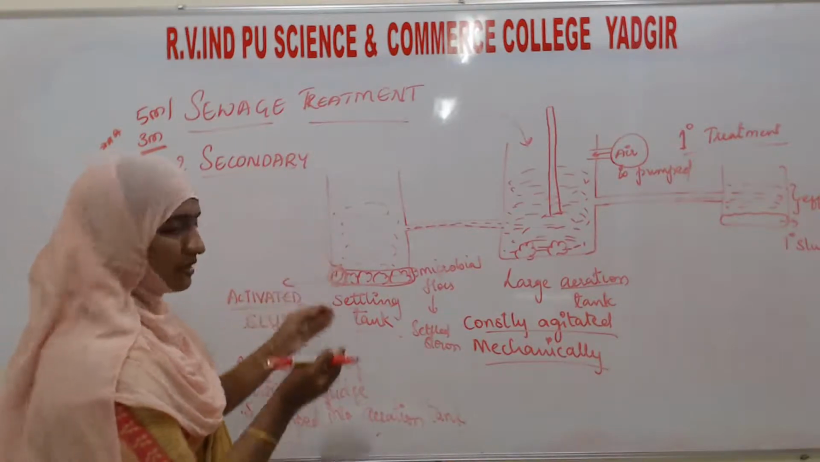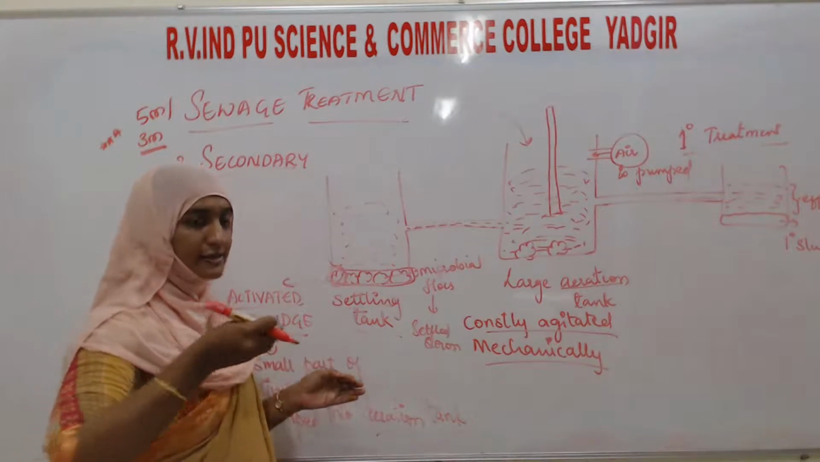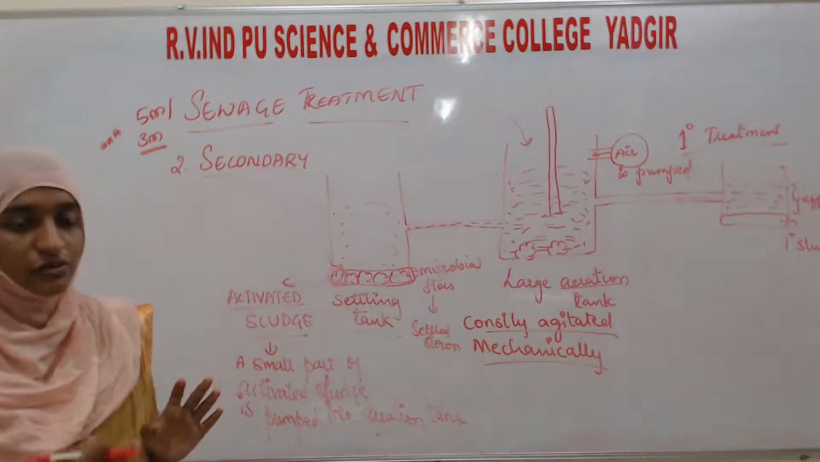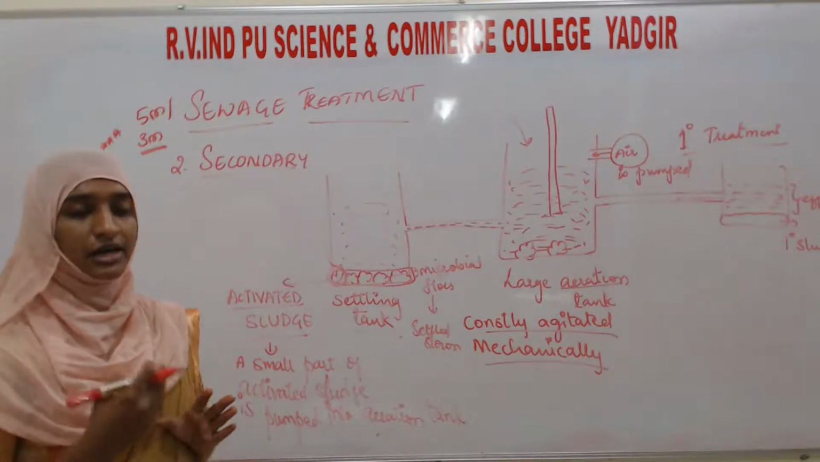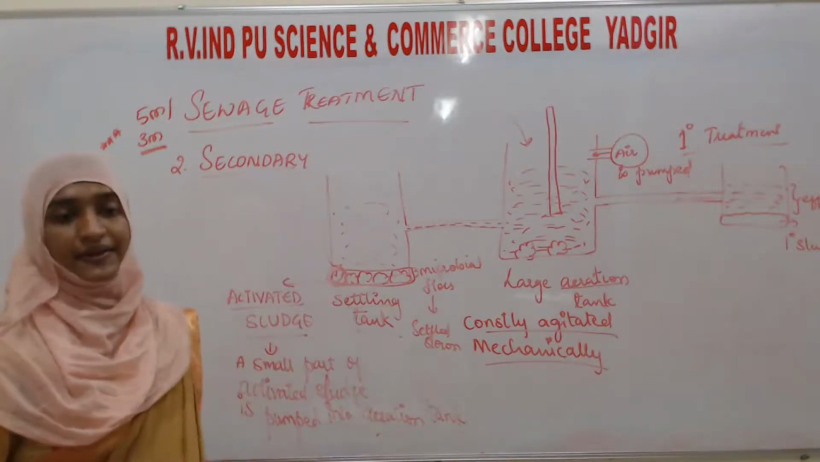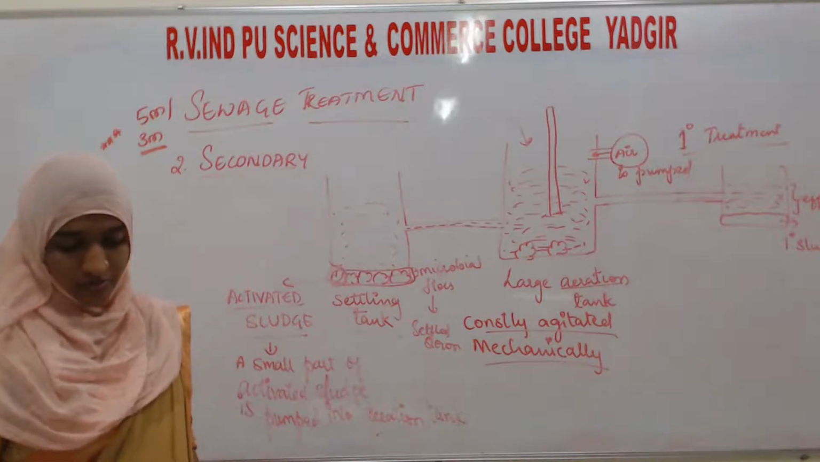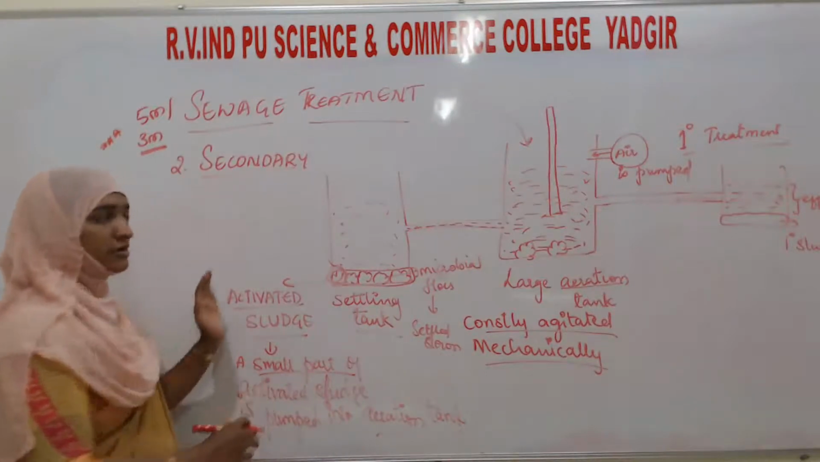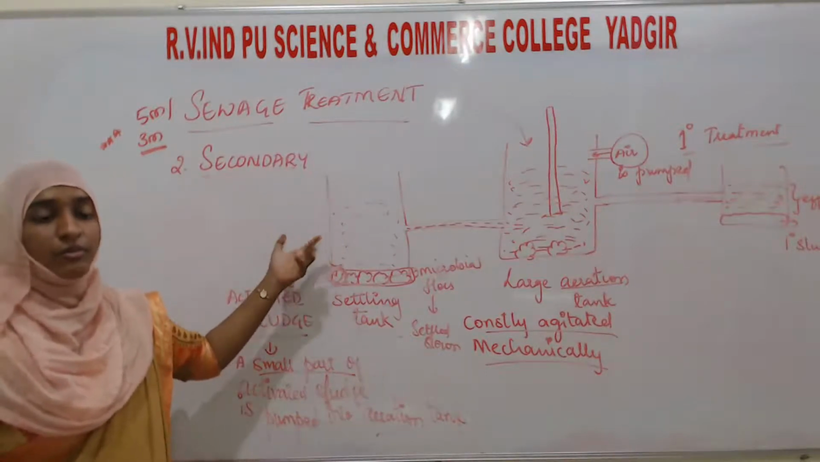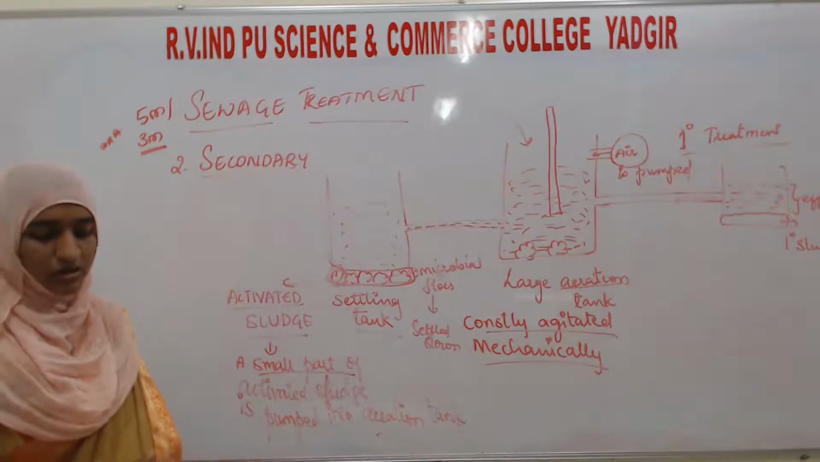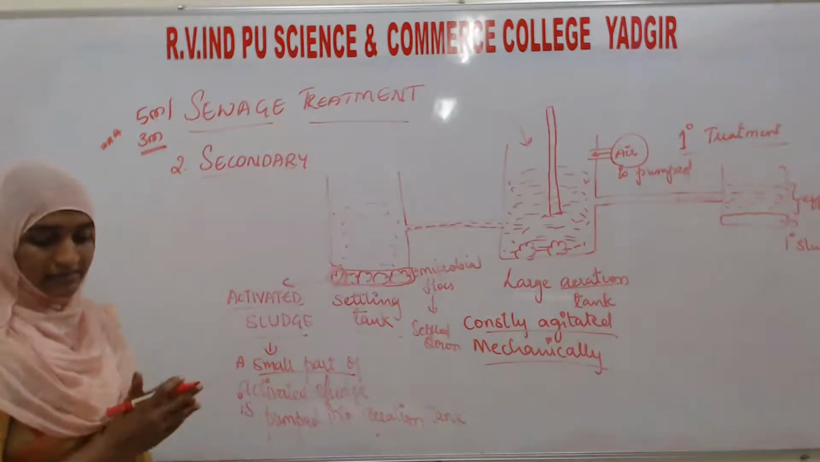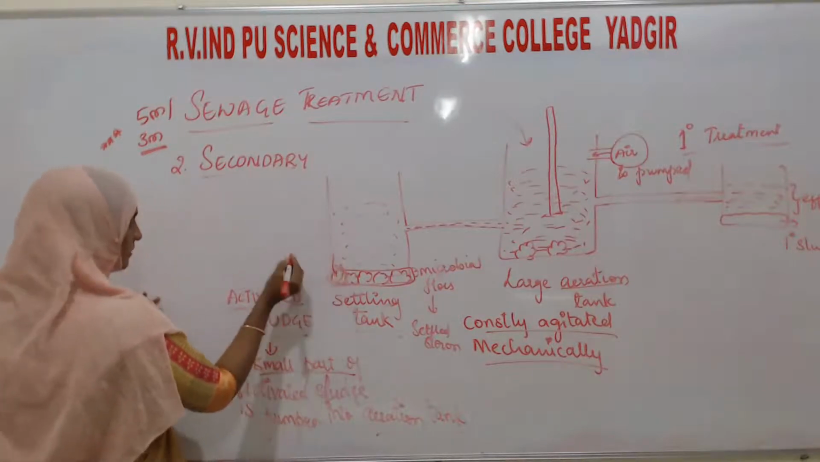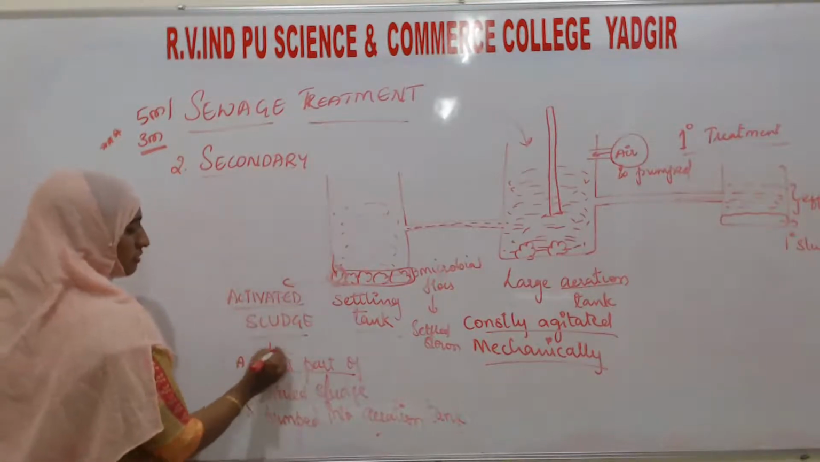So from here, they will take some small part of that sludge and introduce it into this aeration tank so that there will be a continuous or vigorous growth of aerobic bacteria. Only a small part is going to be transferred there. Then what about the remaining part? A major or large part of the activated sludge. This is about the small part.